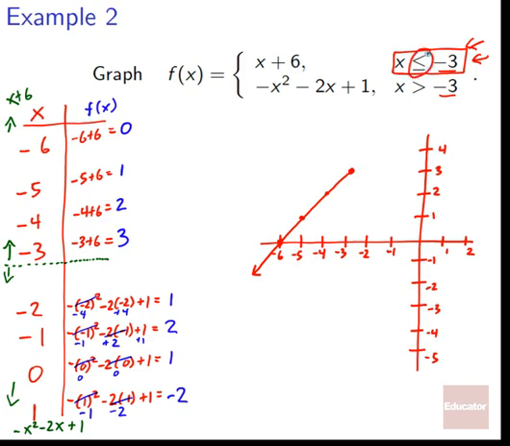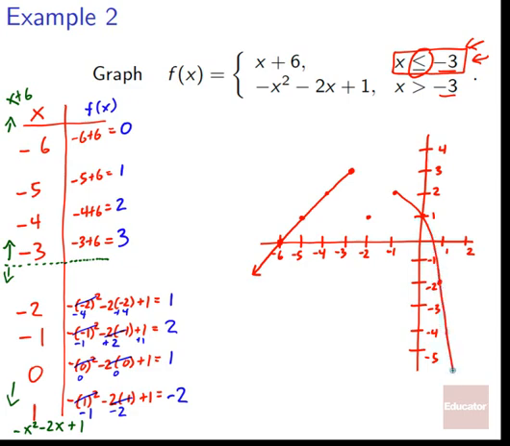Now, what about the parabola part of it? Well, we plug in negative 2. Negative 2 gets us 1. Negative 1 gets us 2. 0 gets us 1, 1 gets us negative 2, and 2 would continue down. So we've got a pretty clear parabolic arc going on here.